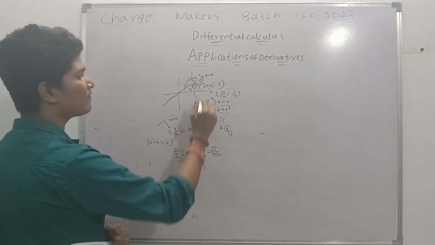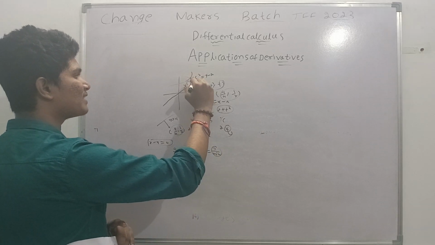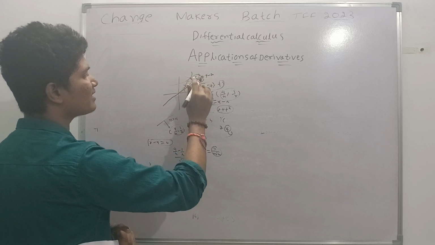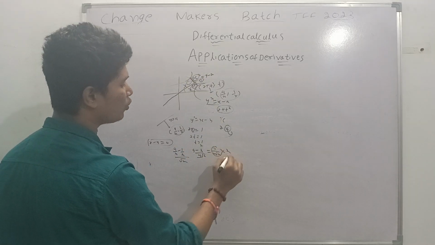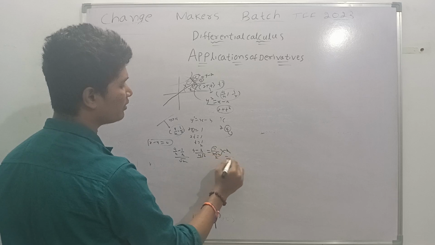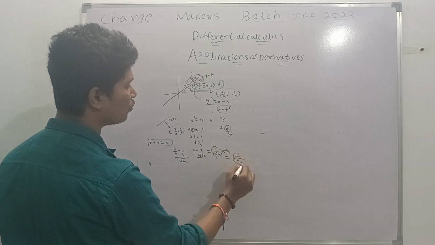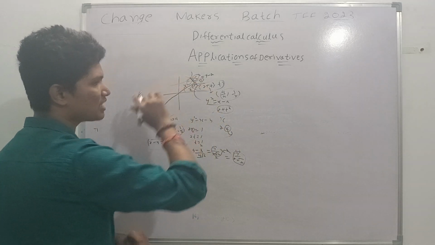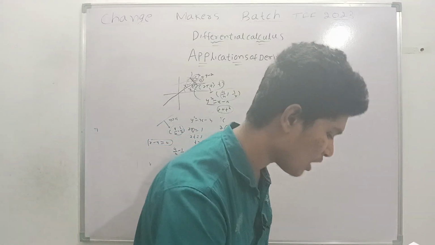This is the distance from here to here, but we have to find the complete distance. These distances are equal, so we multiply by 2. What will you get? That is 7 by 2 root 2. This 7 by 2 root 2 is the shortest distance between the two parabolas. This you have to understand.